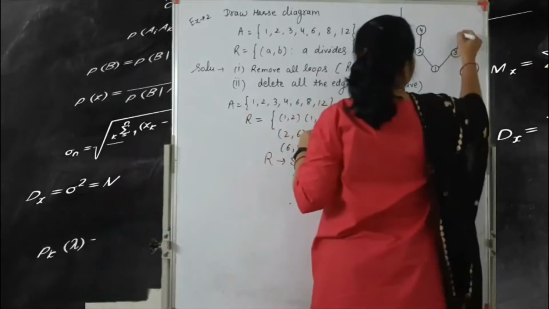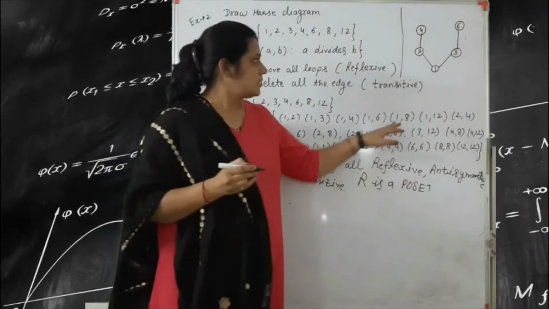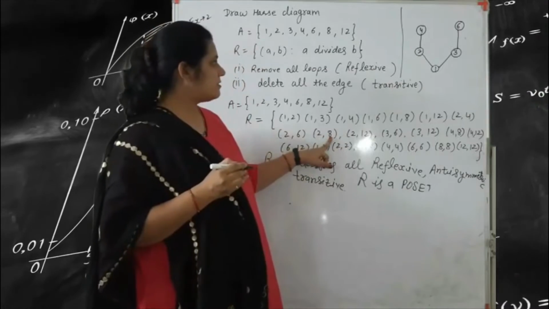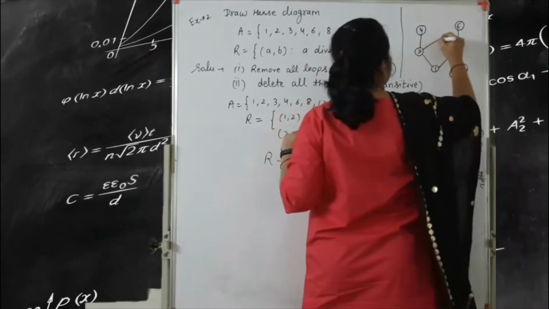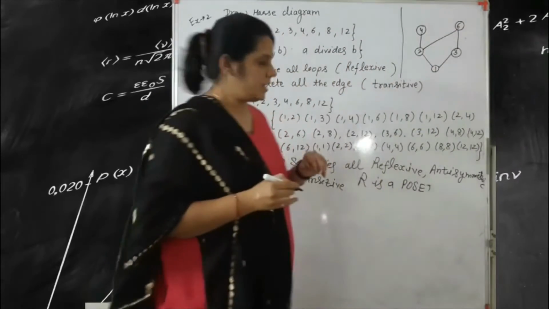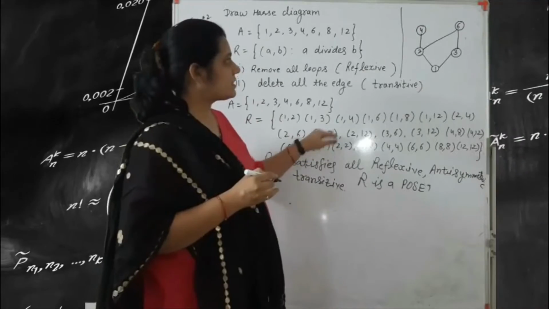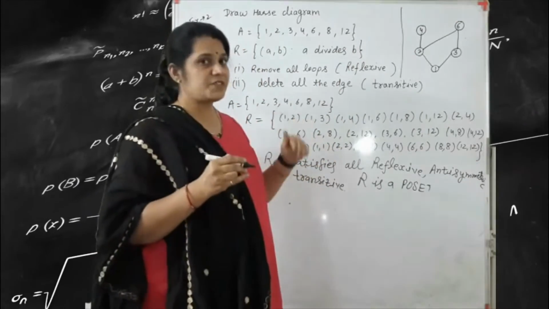So we write here the 6. Okay, next one is what? Next is 2 divides 6. So here we draw 2 divides 6. Okay, next is what? 2 divides 8. So 2 divides 8. Obviously, this is your what? This is the transitivity property.